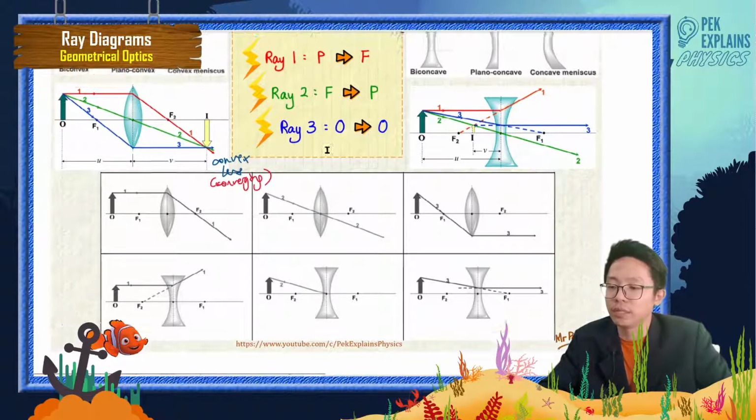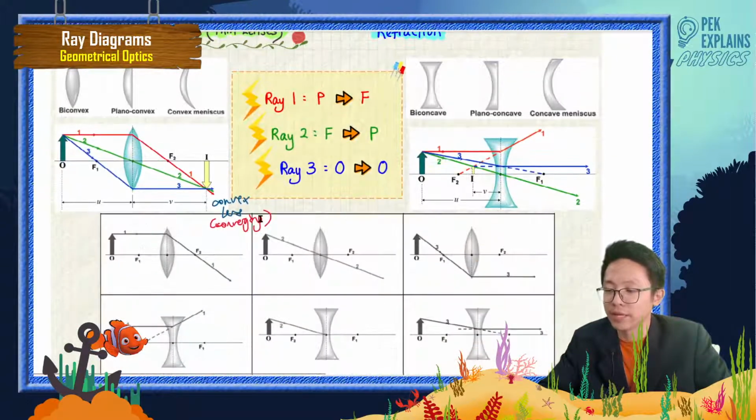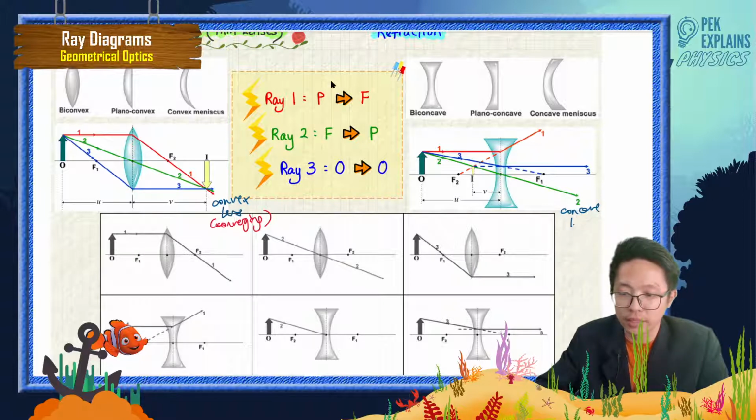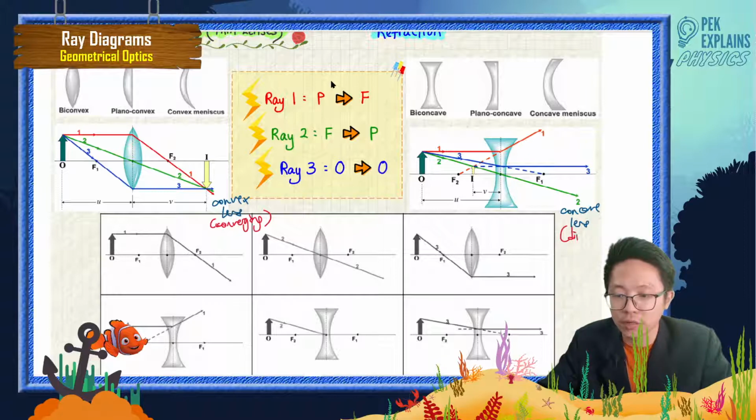Last time was the concave mirror. A concave mirror is converging. This time the convex lens is converging. That's just the difference. And then this is a concave lens. This is a concave lens. So this is diverging.